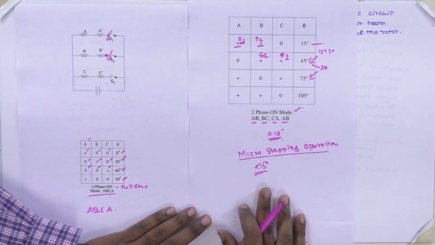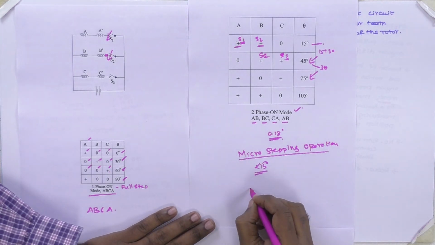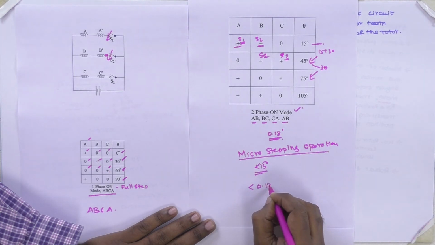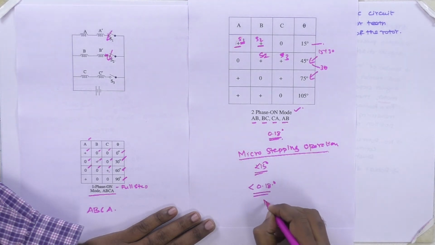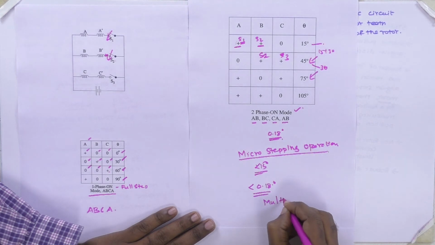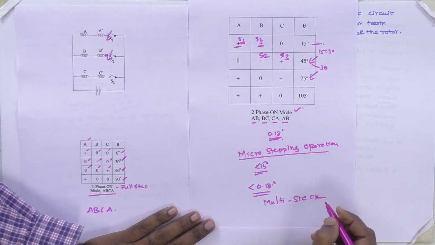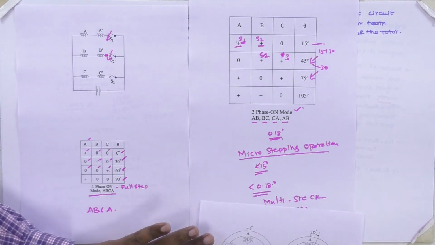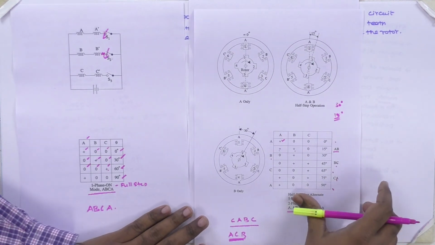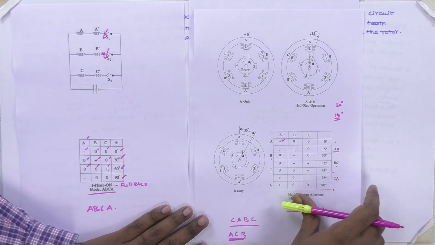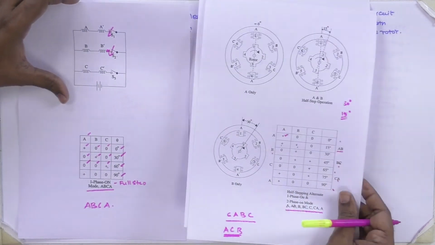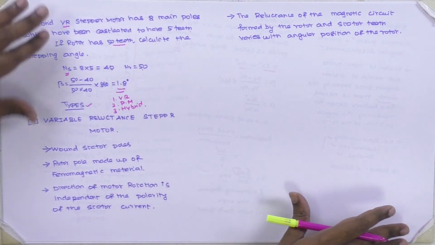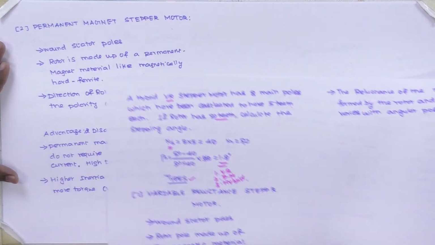Another method is multi-stack. If the requirement is a very low angle, we go with multi-stack variable reluctance stepper motor. So this is the construction and working of the variable reluctance stepper motor. It works based on the reluctance, the minimum reluctance path. So this is called a variable reluctance stepper motor.